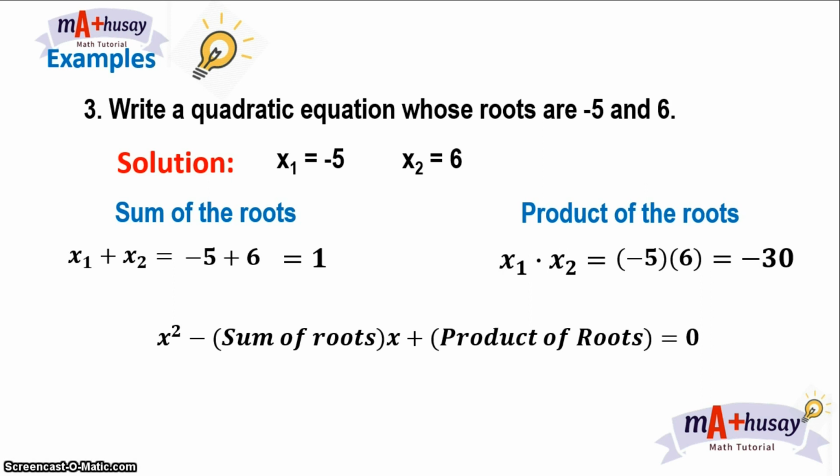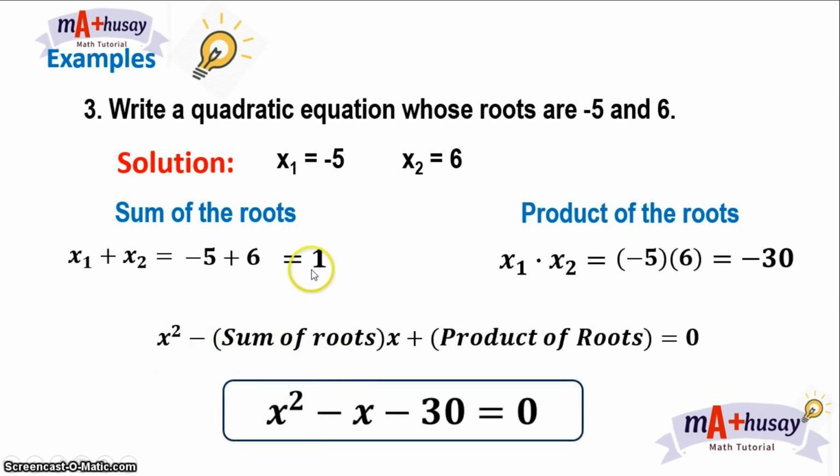So, isa-substitute na lang natin yung value ng sum of the roots and product of the roots sa equation na ito. So, x squared minus, we know that our sum is 1, so we have -x. So, the product is -30, so -30. So, our equation is x squared minus x minus 30 equals 0.